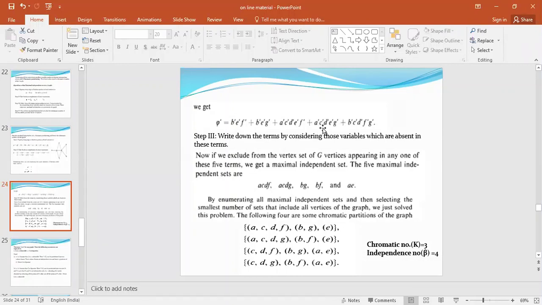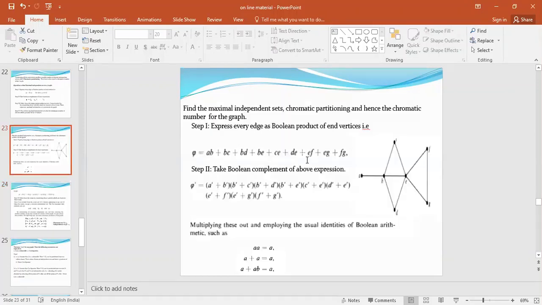So likewise from these terms, these are 5 terms. So we are left with these 2, and from these 5, these are these 2. Now what is the meaning of these terms? If you see ACDF, ACDG, so this ACDF, where A, C, and then D, and then F. It is a maximal independent set.